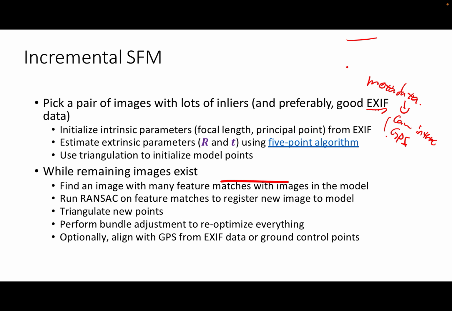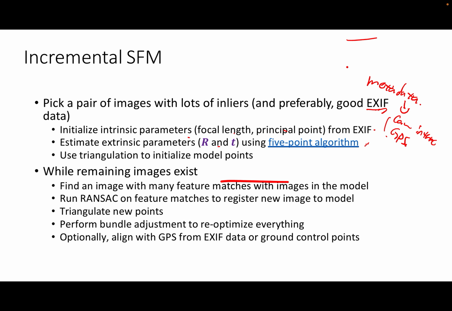So anyway, initialize the camera intrinsics from EXIF if we have EXIF, and estimate extrinsic parameters using the 5-point algorithm. We learned this in epipolar geometry. And use triangulation to initialize model points. If we do not have EXIF, we can still get intrinsic up to scale, right? Because we can use epipolar geometry to get all the intrinsic and extrinsic.